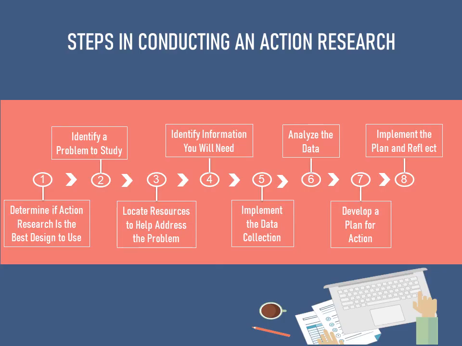And then we go to our last discussion. It's about steps in conducting an action research. So the first step in conducting an action research is determine if action research is the best design to use. And then the second is identify a problem to study, and then we look at research to help address the problem, and then we identify information that we will need, and then we implement the data collection, and then we analyze the data, and then we develop a plan for action, and the last is we implement the plan and reflect.